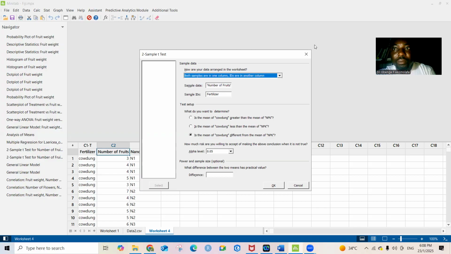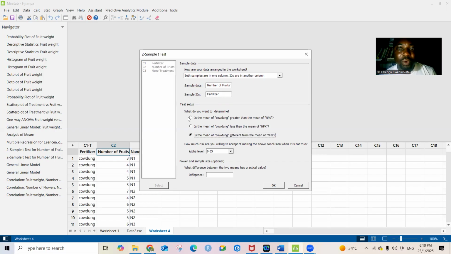All right. If you have selected that the samples are in one column, the next thing to do is to put the columns where they should be. The sample data is the number of fruits. So if you click here, let me just delete this. Then you go to the left-hand side and double click on the number of fruits. The IDs, which is the sample that you want to compare, is the fertilizer. So just double click on the fertilizer here, and it will enter inside the space there.